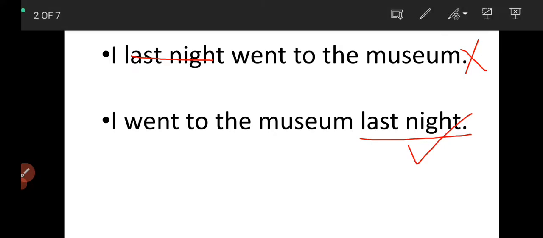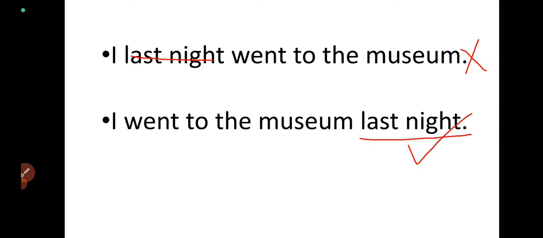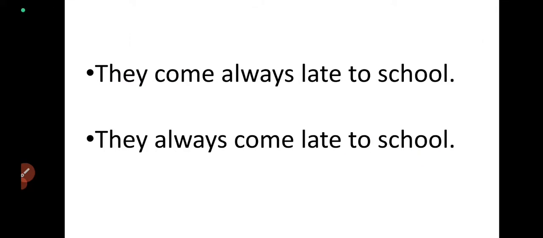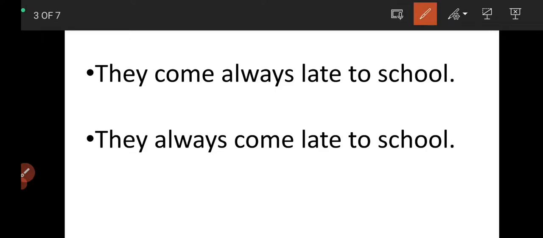Now let's see the next sentences. They come always late to school. And they always come late to school. Which one is the correct expression? The second one. They always come late to school. Always is an adverb here, and it is called an adverb of frequency. So in that case, usually an adverb of frequency will be used after the subject. The subject is they, then always, then we have to use the verb come late to school. So the first expression, they come always late to school, is a wrong one. It will not be.